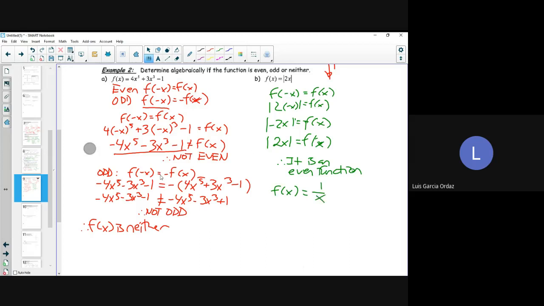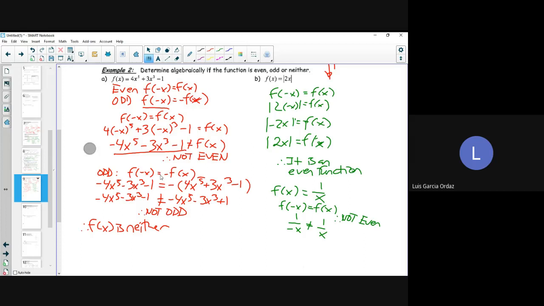So let's try to prove it's even. So we have f of negative x is equal to f of x. Just right off the bat, do you think it's going to be even? No, right? Why? Because 1 over negative x is equal to 1 over x is not true, right? So therefore, this is not even.